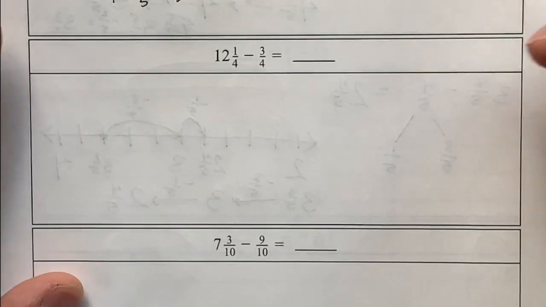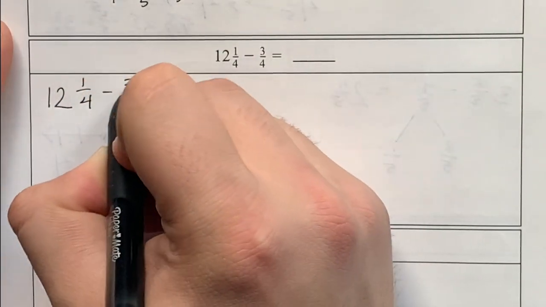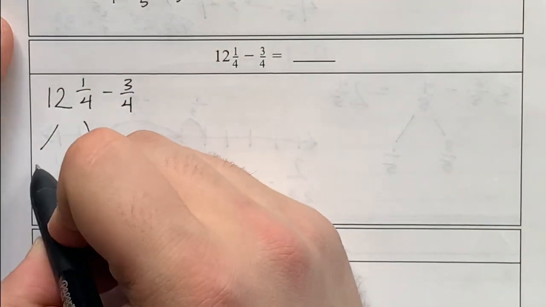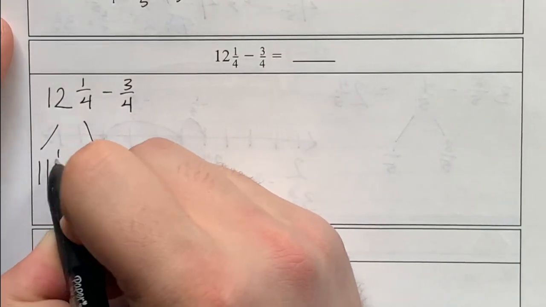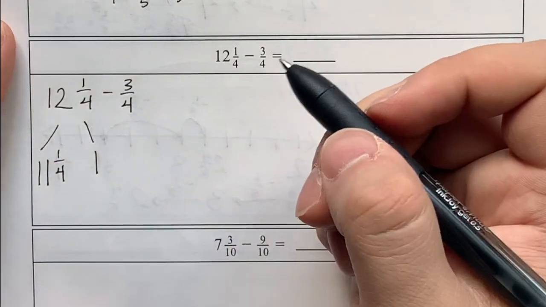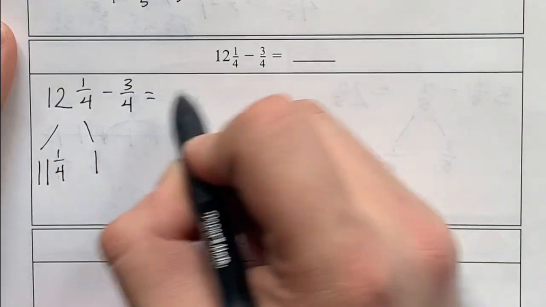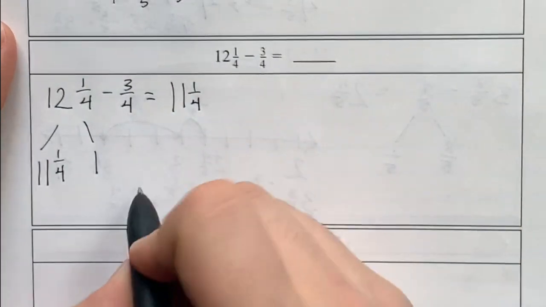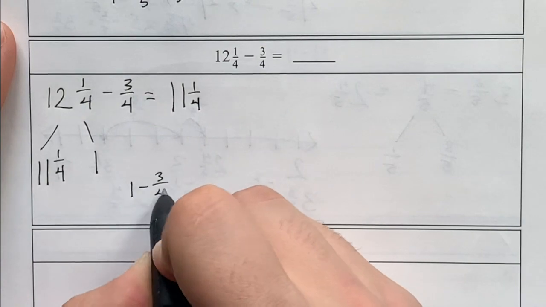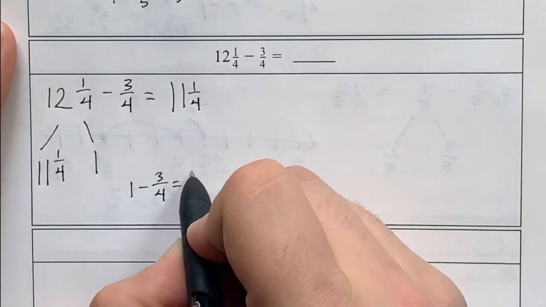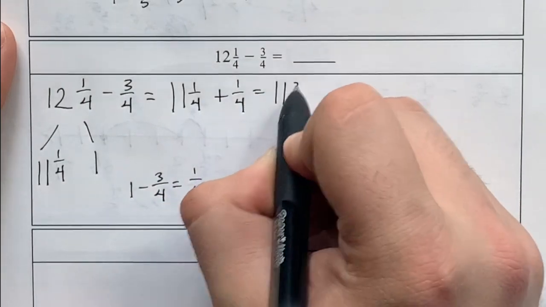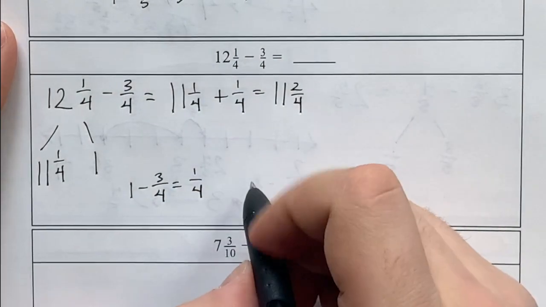Let's look at this next example. I'm going to start by rewriting the number, 12 1/4, and the other number. I'm breaking apart this one. I'm taking out just one, so I'll have 11 1/4 here, and that 1 that I pulled out over here. And this will be like 11 1/4 because that stays the same. And now I just have to do this little fraction problem. 1 minus 3/4 equals 1/4. So I need to add 1/4 up here, and I get 11 2/4.